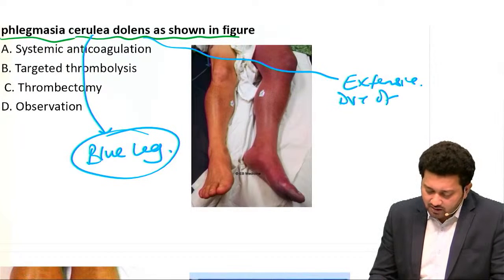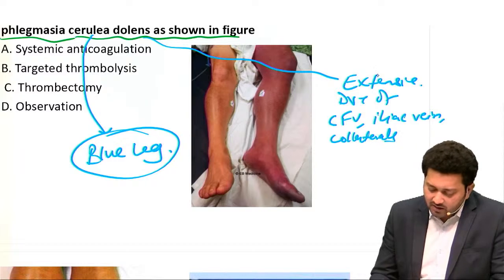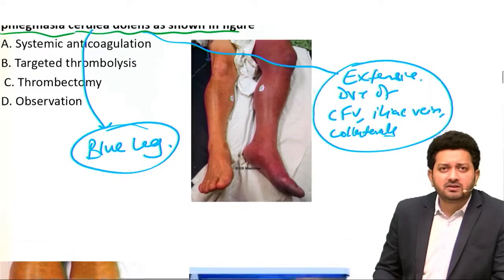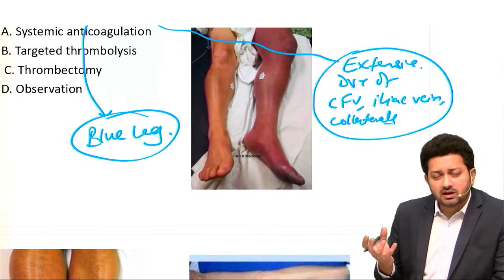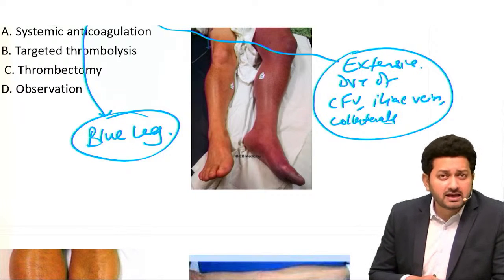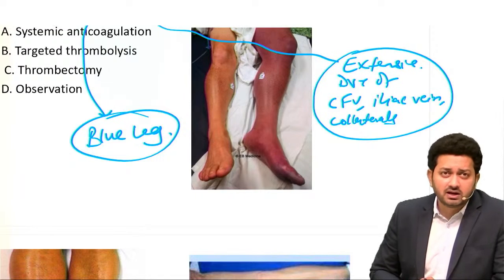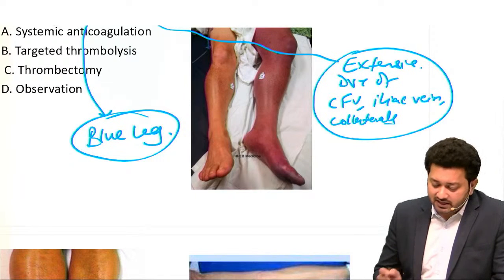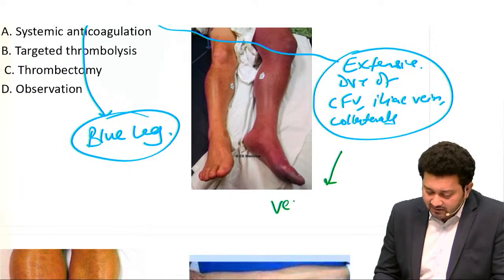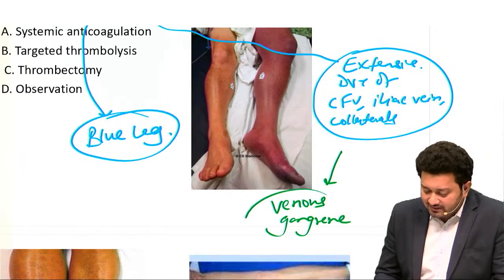DVT of the common femoral vein, iliac vein, and any other small collaterals which are going around. So every possible vein which can bring the blood from the limb to the rest of the body is thrombosed. Very extensive type of DVT. So in these cases, there is risk of venous gangrene. If you don't do anything, there is risk of venous gangrene.